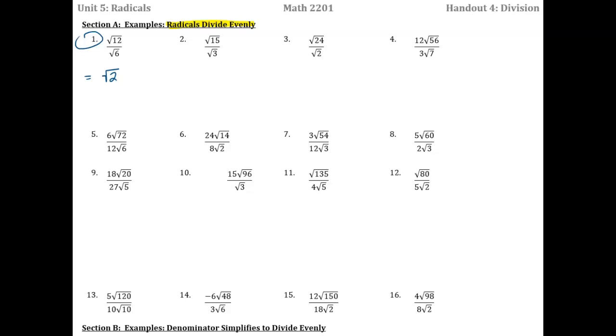Over here, root 2 divided into root 24. Well, 2 goes into itself once, and 2 goes into 24 12 times. So it leaves you with square root 12. And the square root 12, you need to simplify that. 4 times 3. Square root 4 is 2. And root 3 cannot be done. So this one is your answer.